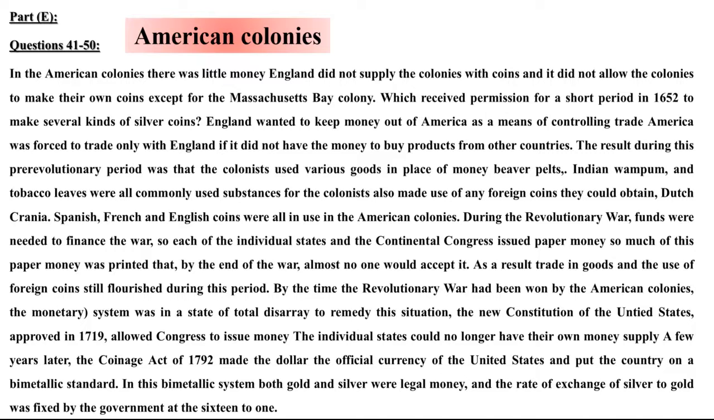By the time the Revolutionary War had been won by the American colonies, the monetary system was in a state of total disarray. To remedy the situation, the new Constitution of the United States, approved in 1789, allowed Congress to issue money. The individual states could no longer have their own money supply. A few years later, the Coinage Act of 1792 made the dollar the official currency of the United States and put the country on a bimetallic standard. In this bimetallic system, both gold and silver were legal money, and the rate of exchange of silver to gold was fixed by the government at 16:1.